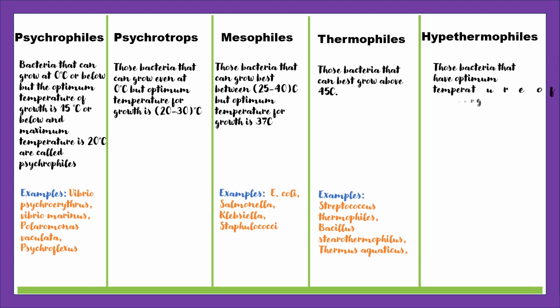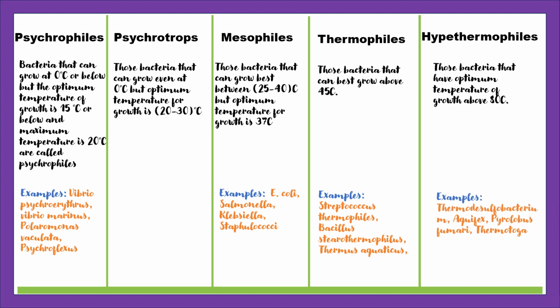Move to the hyperthermophiles. Those bacteria that have an optimum temperature of growth above 80 degrees Celsius. The examples are Thermosulfobacterium and etc.